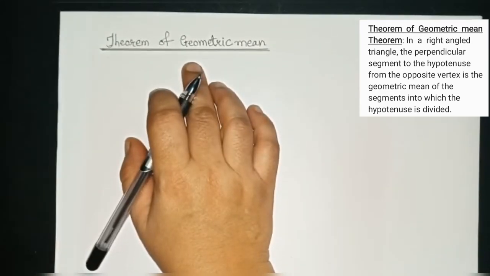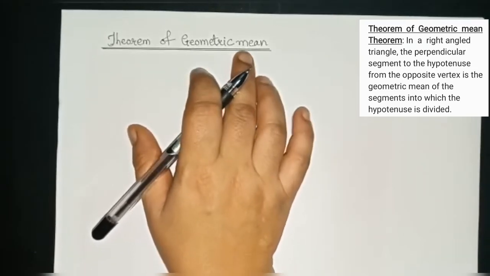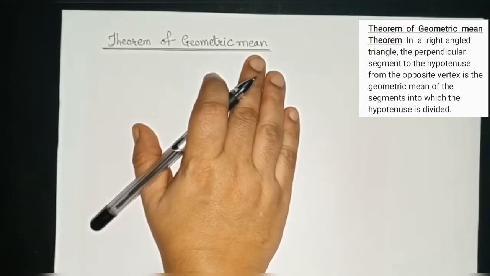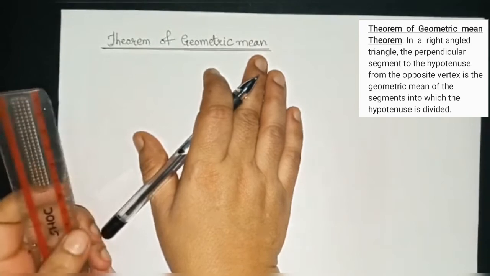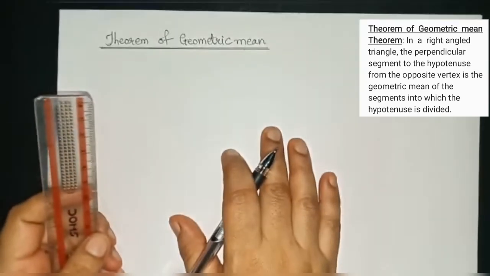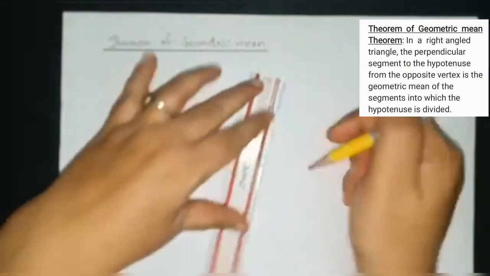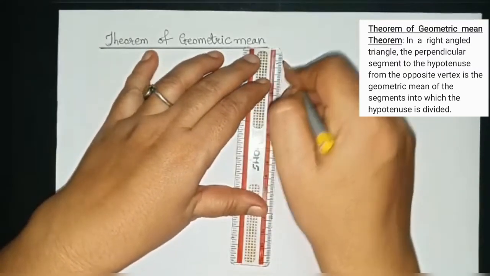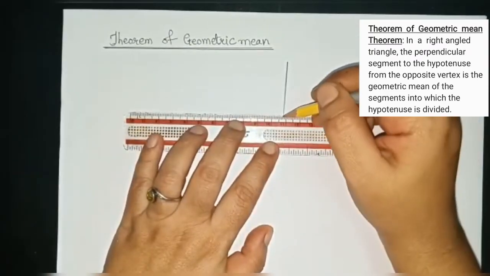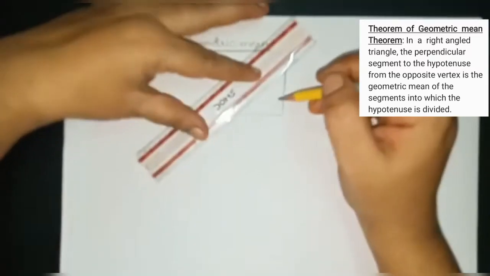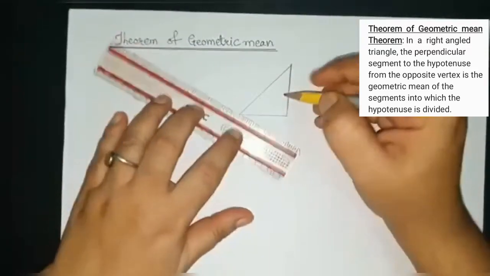Now after the similarity of right angled triangle, we are going to study the theorem of geometric mean. So what is the theorem of geometric mean? The theorem of geometric mean is that in a right angled triangle, so first we will have to draw a right angled triangle. We are studying the Pythagoras theorem, and so in this lesson everything is related to the right angled triangle. So let us draw a right angled triangle.